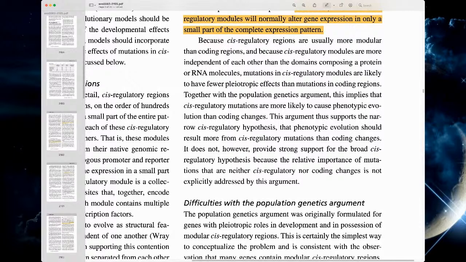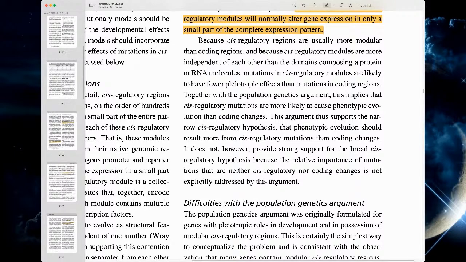Are they for it or against it? We haven't figured that out yet. I'm not sure exactly. Okay, cis-regulatory regions are usually more modular than coding regions, because cis-regulatory modules are more independent of each other than the domains composing a protein or RNA molecules. Mutations in these are likely to have fewer pleiotropic effects, which I would agree with so far. This argument thus, but I can see where they may go against that.